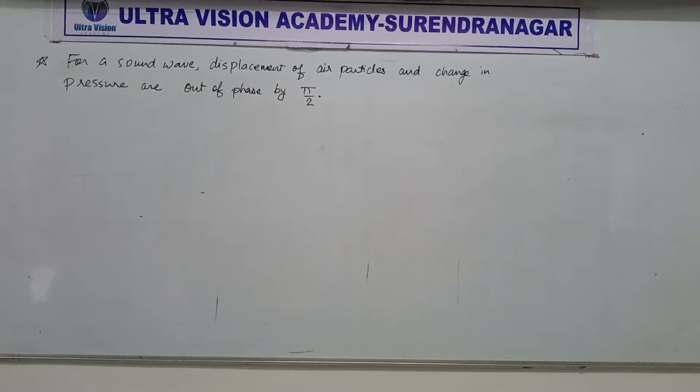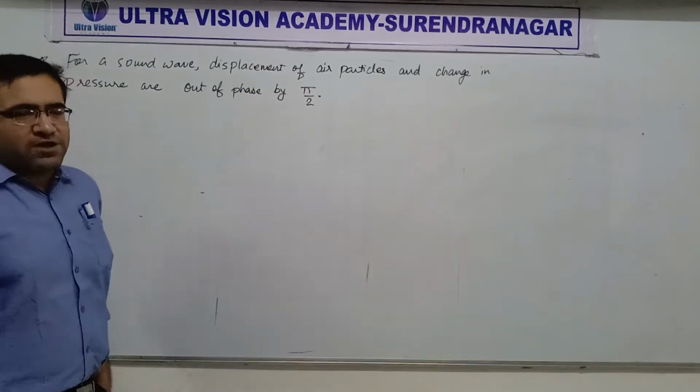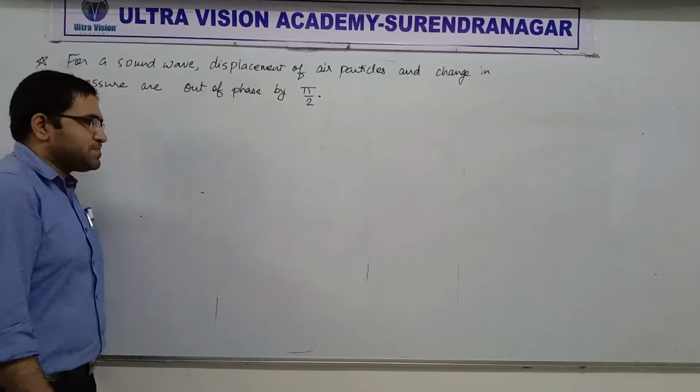No, there is no such formula for even numbers. We only get odd numbers for resonant frequency in a closed pipe. Okay, what does this mean here? Listen to this carefully.